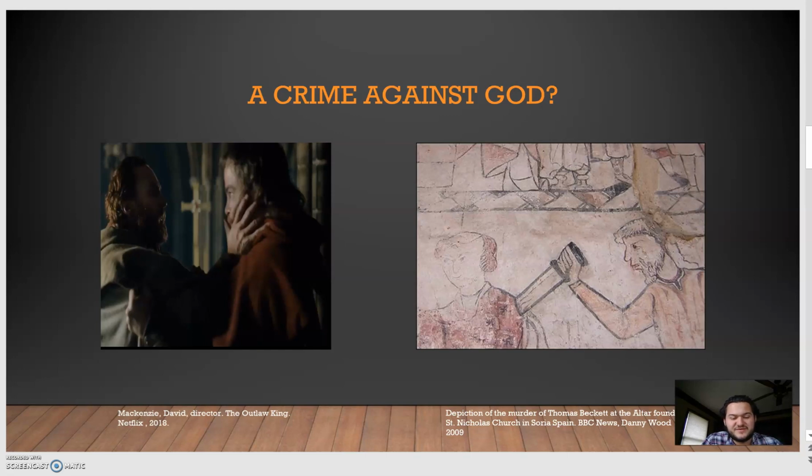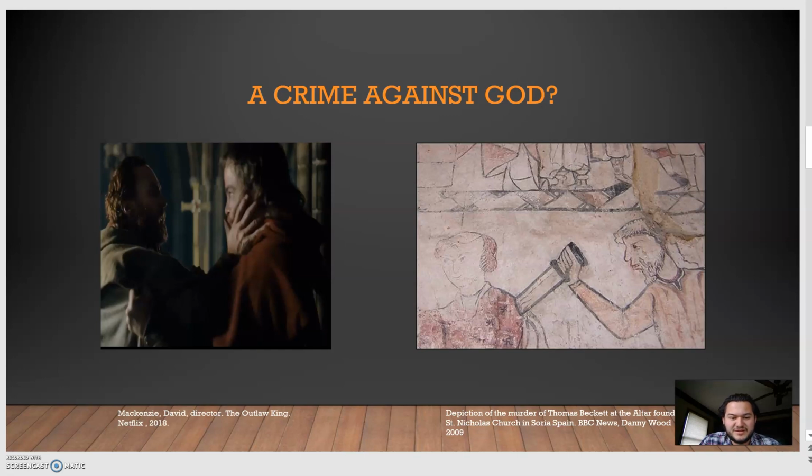However, the director justifies it by connecting Robert the Bruce murdering John Comyn with the murder of William Wallace, one of the main Scottish freedom fighters that everybody can recognize in pop culture today. But overall, the imagery that the director used is very similar to that of the imagery in this medieval church found in Spain.